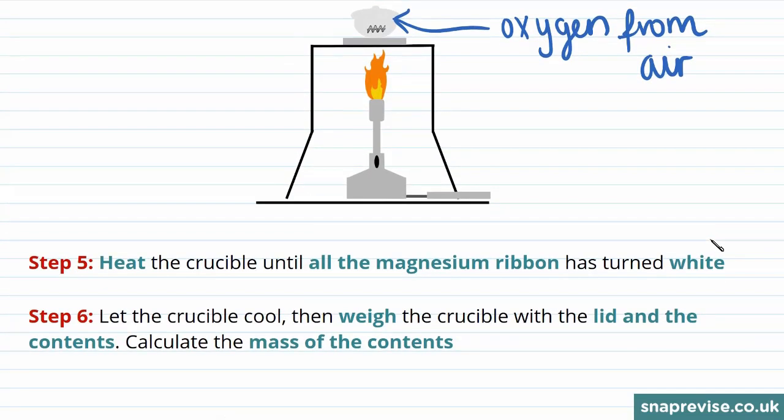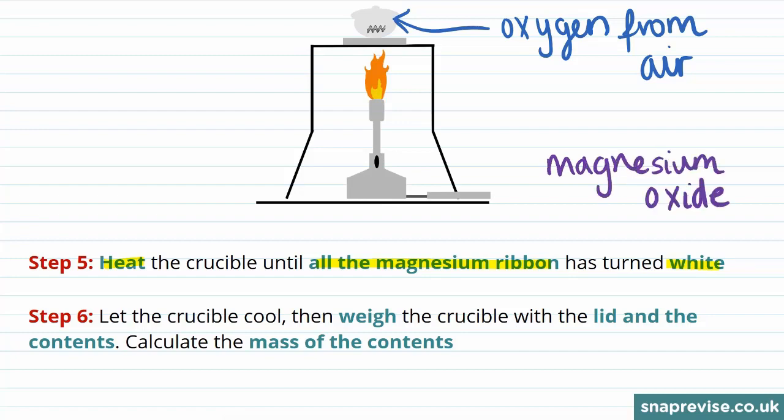In this step, you want to heat the crucible until all the magnesium ribbon has turned white. This is because the product, magnesium oxide, is white. And therefore, when all the magnesium ribbon has turned white, the reaction is over.